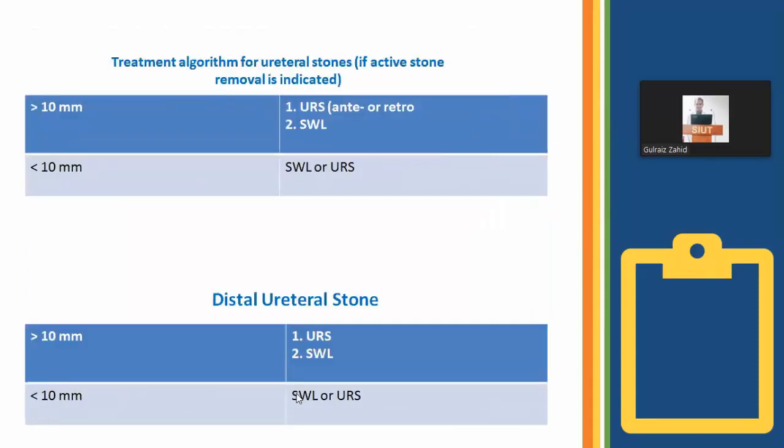This is a treatment algorithm for ureteral stones if active stone removal is indicated. Greater than 10 millimeter, first choice is URS and SWL. Less than 10 millimeter, SWL or URS. For distal ureteral stones greater than 10 millimeter, first choice is URS and then SWL. Less than 10 millimeter, SWL or URS, both can be done.